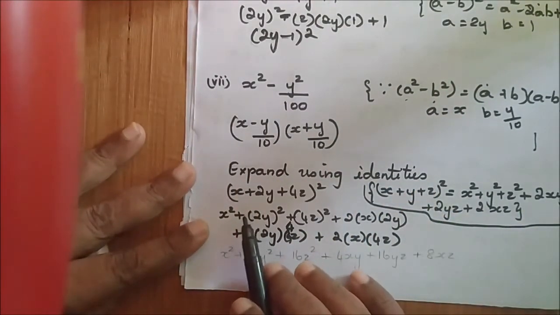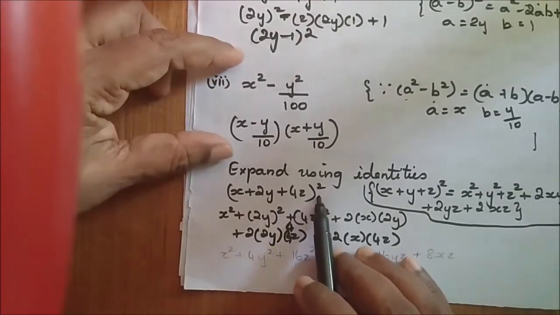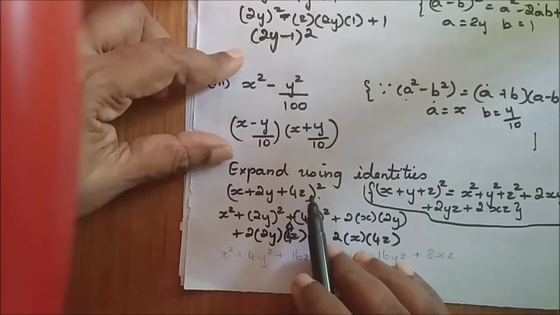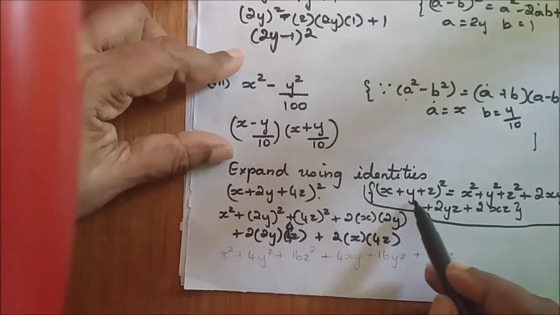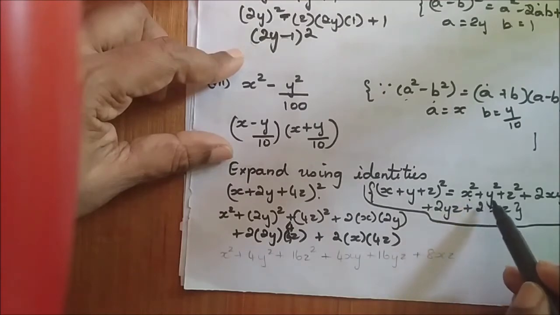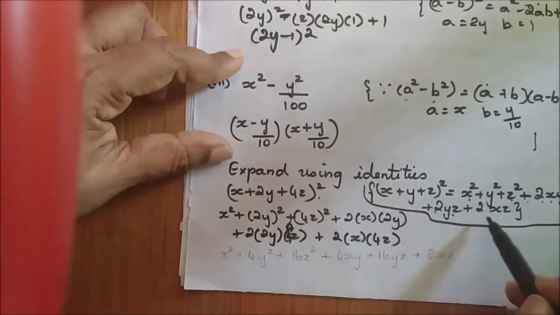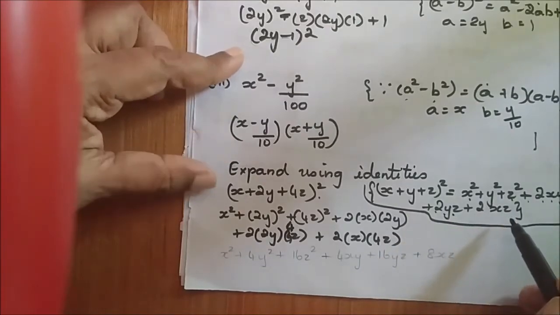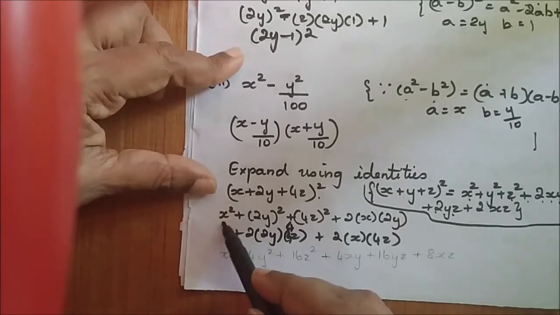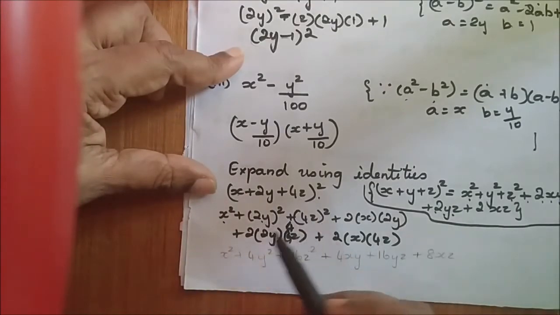Now expand using identities. Now what have been given? We have given x plus 2y plus 4z the whole squared. What is the expansion of this? x plus y plus z the whole squared equal to x squared plus y squared plus z squared plus 2xy plus 2yz plus 2zx. Okay, so I have my x as it is, y is nothing but 2y and z is 4z.